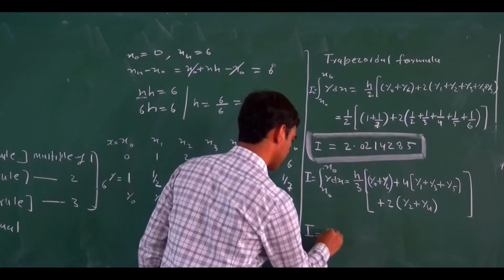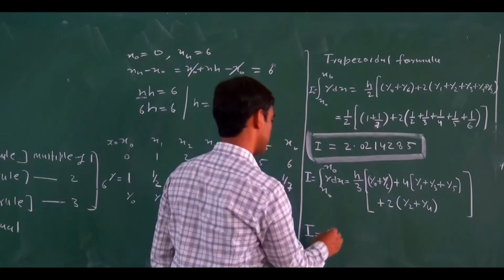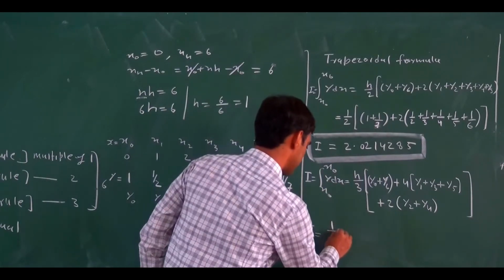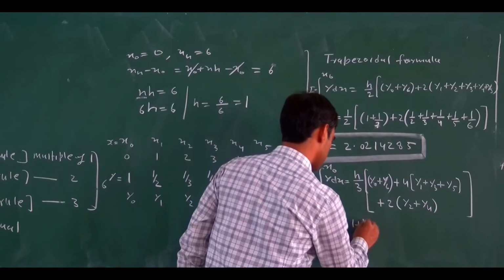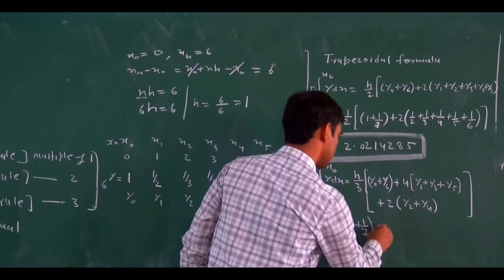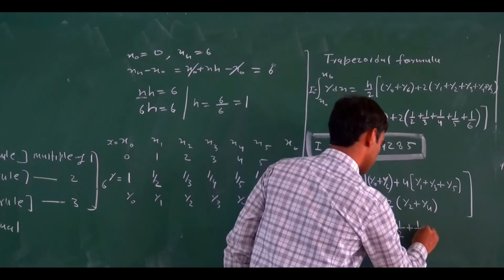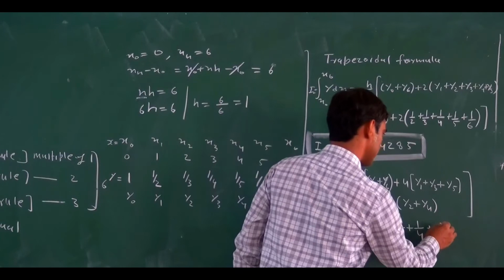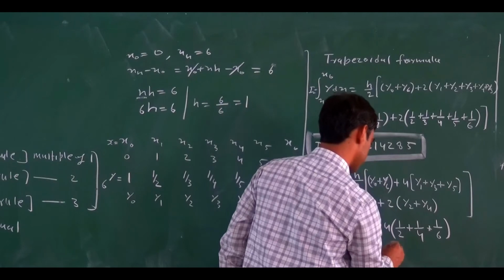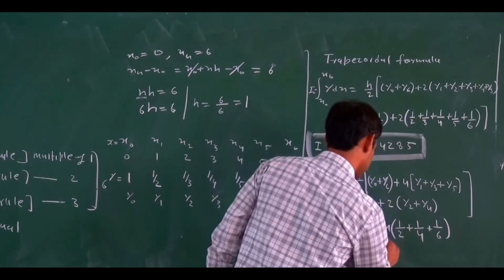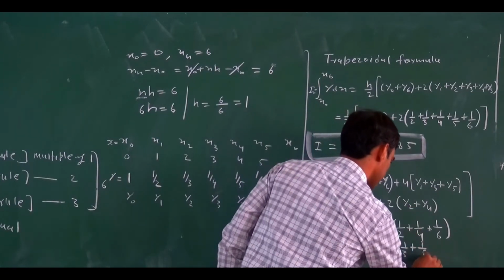Value becomes I equal what? I equals h by 3. What is the value of h? h is 1, so 1 by 3. Inside the bracket, y0 plus y6, 1 plus 1 by 7, plus 4 times y1, y3, y5, which is 1 by 2 plus 1 by 4 plus 1 by 6, plus 2 times y2, which is 1 by 3 plus 1 by 5.